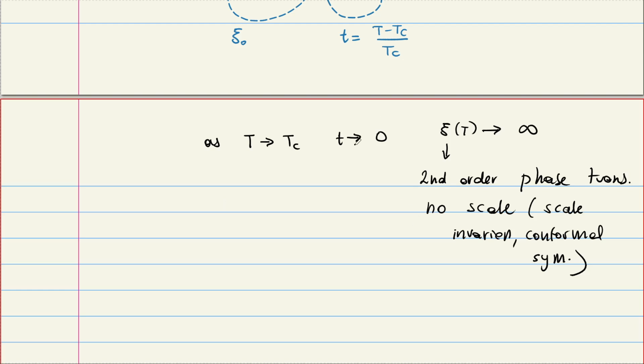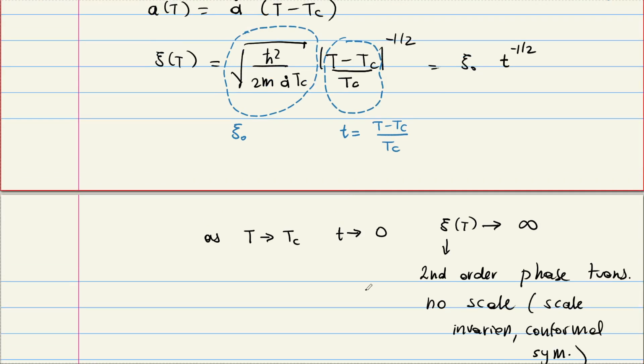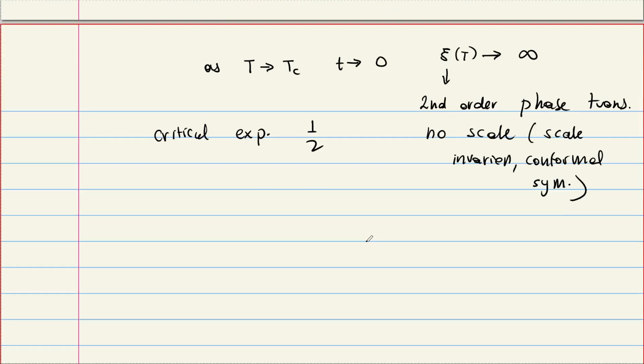And there's also a critical exponent, right? At the critical point, sometimes people call it critical index, critical exponent, and here we have 1/2. So this is a mean field value, and hopefully at some point we are going to see how to improve the mean field value. Good. Any questions?